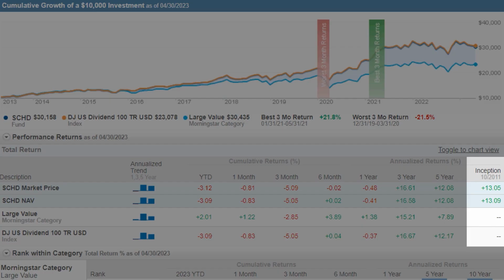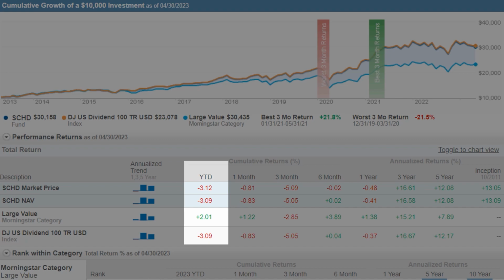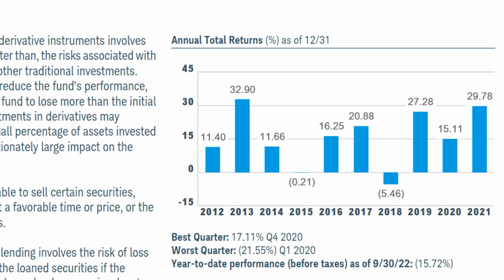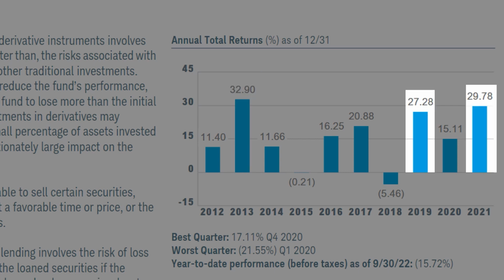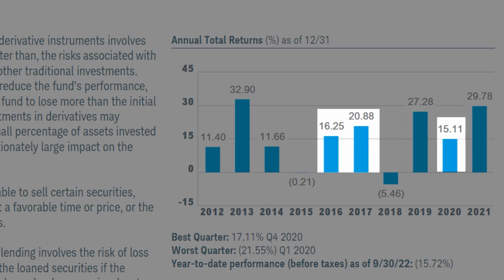So how has SCHD performed from a growth perspective? Since its inception, October of 2011, it's averaged 13%. It's down 0.5% over the past year, and year to date it's down over 3%. In the past decade, it's had annual returns that exceeded 30% once, twice it's reached the high 20s, 3 times it's hit the teens or low 20s.